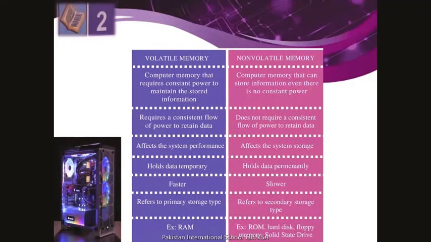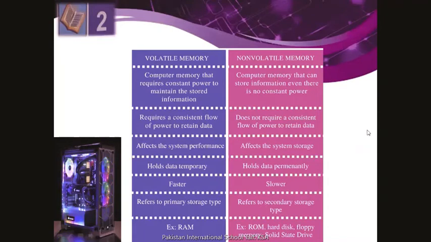Now, what is the difference between volatile memory and non-volatile memory? The difference between volatile and non-volatile memory. Computer memory that requires constant power to maintain the stored information is called volatile memory. But on the other hand, non-volatile memory is computer memory that can store information even when there is no constant power.